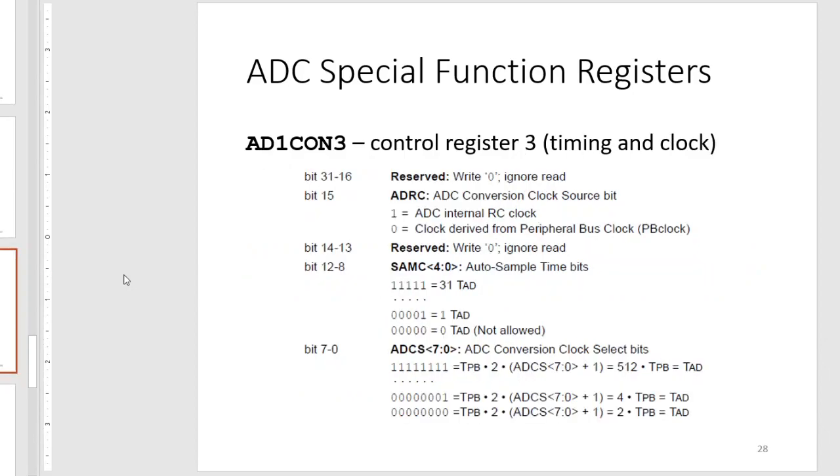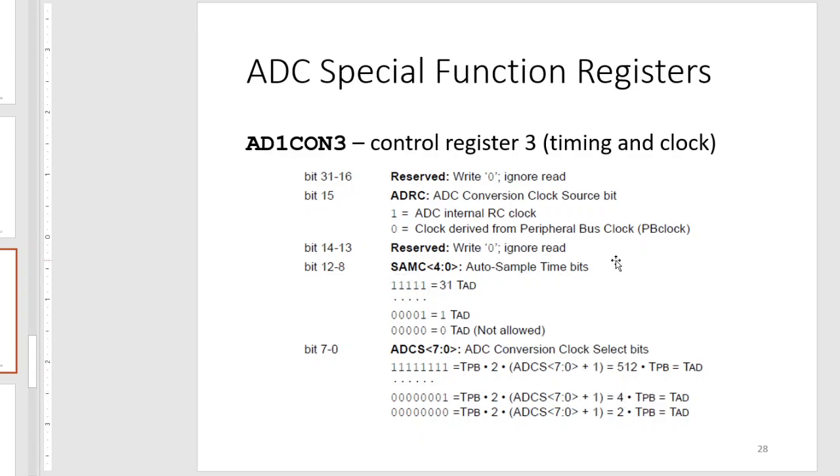Then next is our control register 3, which is concerned with the timing and clock of our ADC. The first bit here, ADRC, selects if we want to use the internal RC clock of the ADC or the external peripheral bus clock. When we are using the peripheral bus clock, we also have the option to select our prescaler, because we are never quite sure if our peripheral bus clock might be too fast for our ADC.